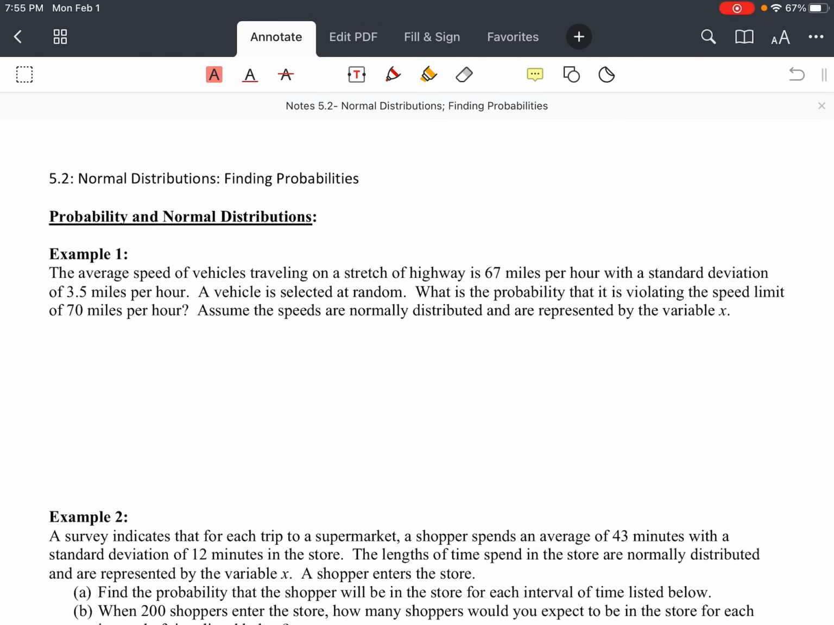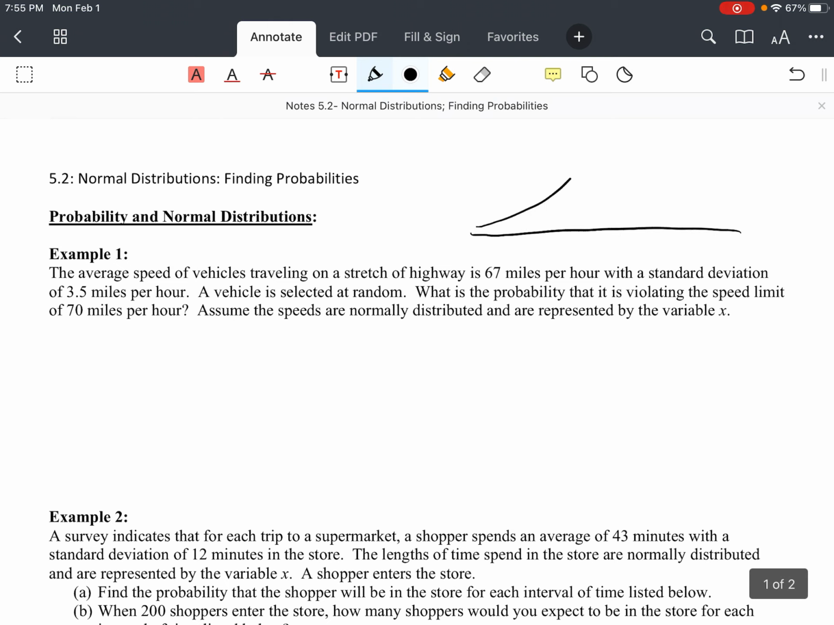All right, so in this section, we're going to be talking about normal distributions, specifically how to find the probabilities in a normal distribution. Something to remember is that in a normal distribution, we're talking about a bell curve. At the peak of the bell is our average, and then we have our inflection points, one standard deviation to the left and one standard deviation to the right, so plus or minus the standard deviation. These are things that we do need to know.